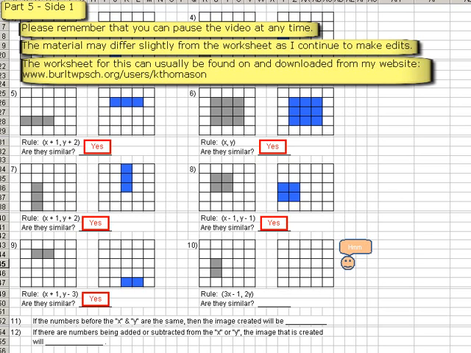Alright, looking at number 10. The original shape is 1 wide. 1 times 3 is 3. So our new shape is going to be 3 wide. Now again, we're ignoring the adding and subtracting stuff till the very end. Here the shape is 2 tall, so 2 times 2 is 4. So our new shape is going to be 4 tall.